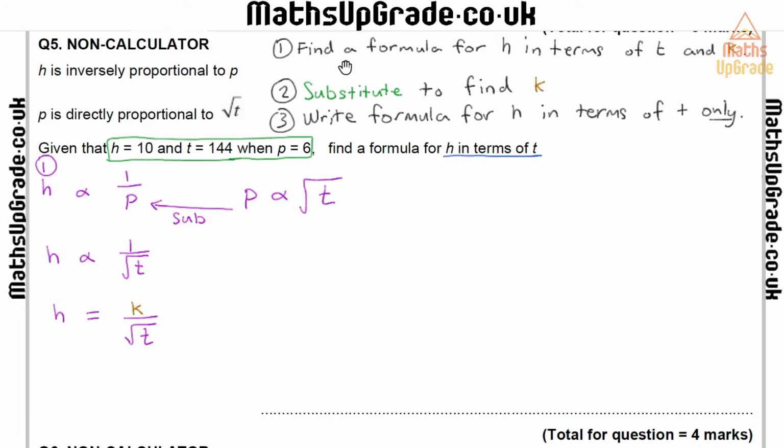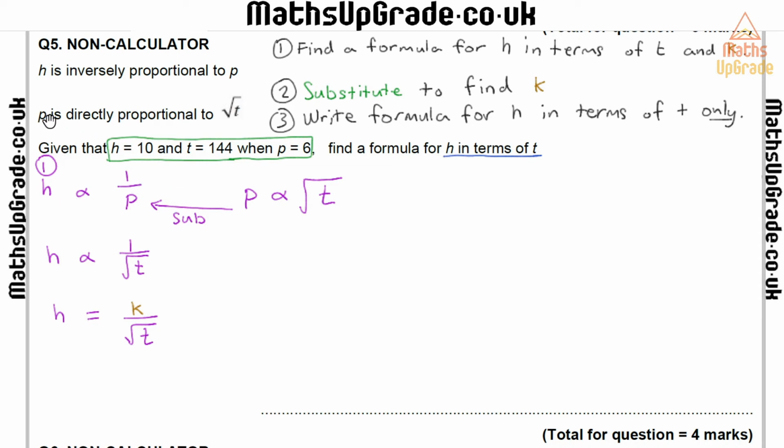I'm going to find a formula for h in terms of t and k. I'm going to substitute to find that constant, and then write the formula for h in terms of t only. So first of all, I can see that h is inversely proportional to p. So I've got h as proportional to 1 over p.